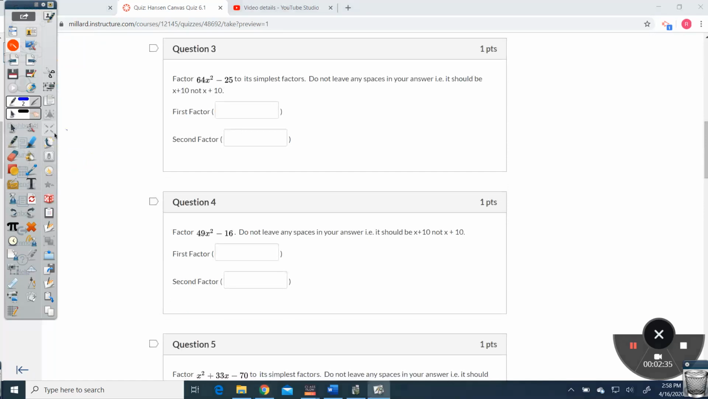Number 3, it says factor this one. This has a number in front, but there's not a middle term. Well, that's really nice, especially when these are numbers squared, like 1 squared is 1, 2 squared is 4, 3 squared is 9, 4 squared is 16, 5 squared is 25, 6 squared is 36, and so forth. So when these are both squared numbers like they are, 7 squared is 49, 8 squared is 64.